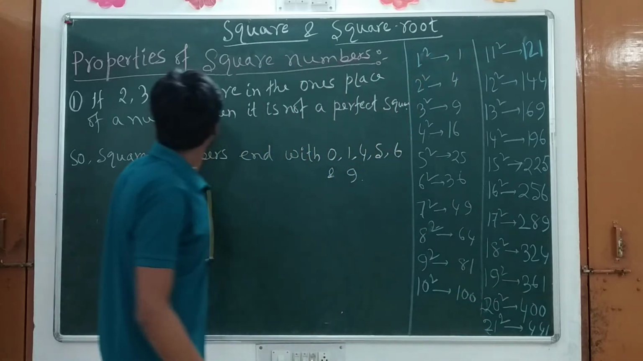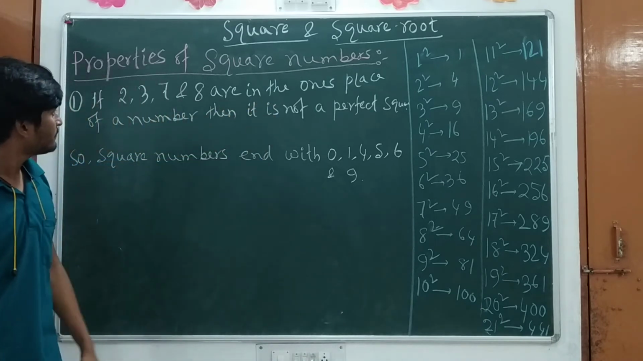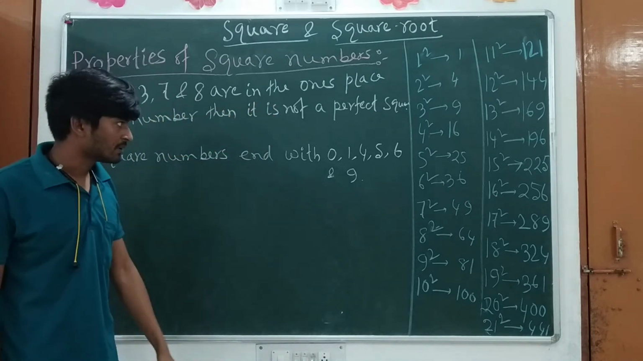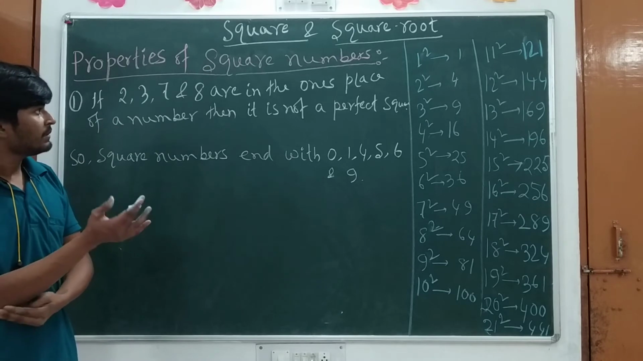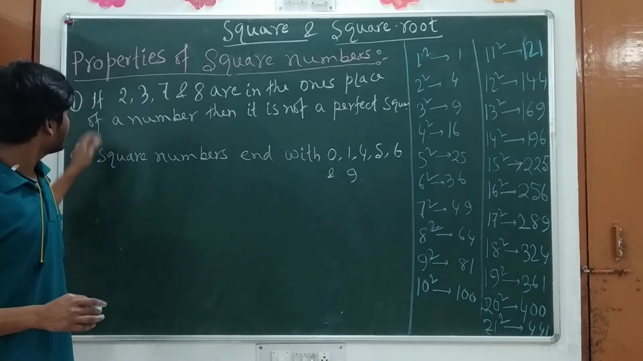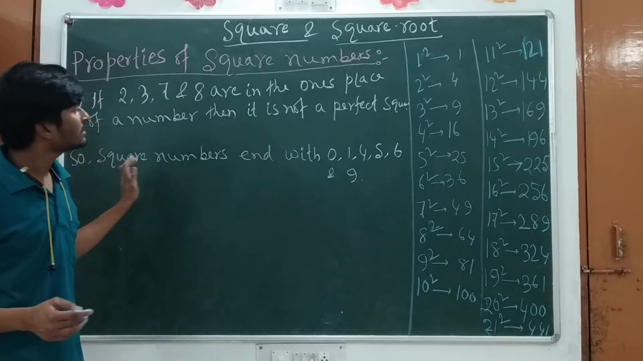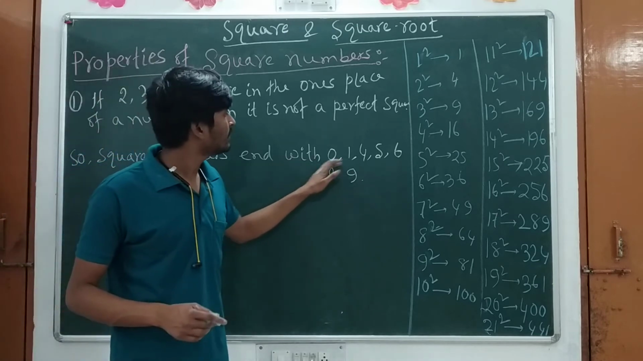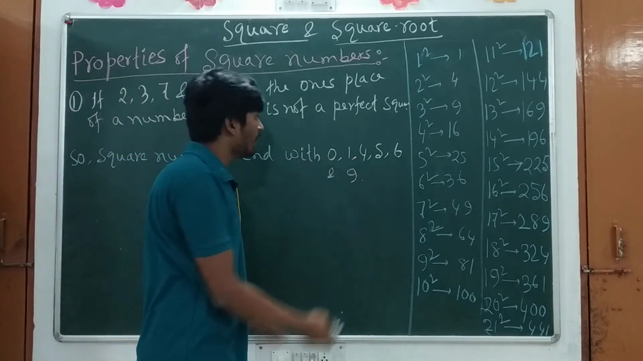So if these digits are in the ones place, then the number is not a perfect square. The rest of the digits can be perfect squares. So the conclusion is that perfect square numbers end with these digits: 0, 1, and so on.